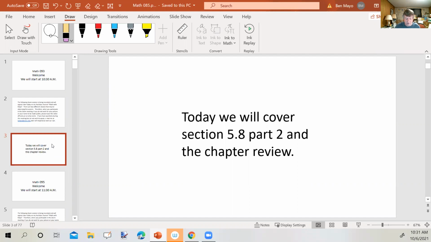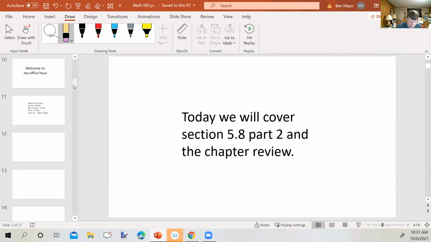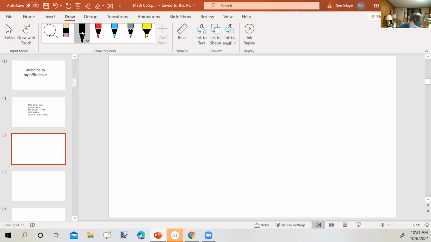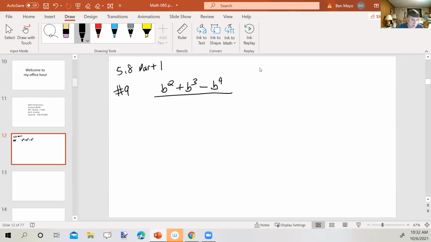Okay, so we have some requests from section 5.8 part 1. So this is problem number 9. It says divide the polynomial by the monomial. So we have b squared plus b cubed minus b to the 4th power, all divided by b to the 4th power. So when we have a polynomial divided by a monomial, we do the following.